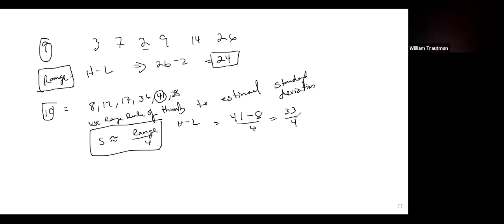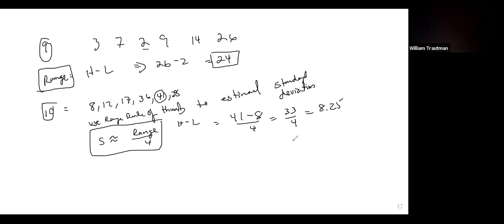Let's see what my calculator says. 33 divided by 4. It says 33 over 4, but then remember to change it to a decimal, just hit Control Enter again. Somebody helped us out with that. And we get 8.25. Since all the numbers were whole numbers, we're allowed to have one decimal place.